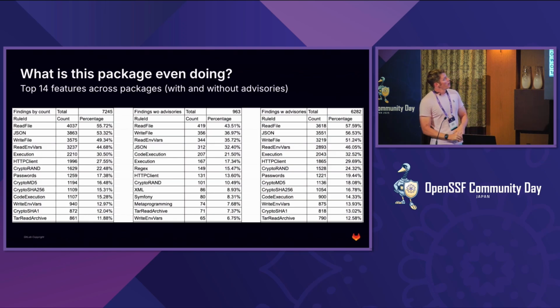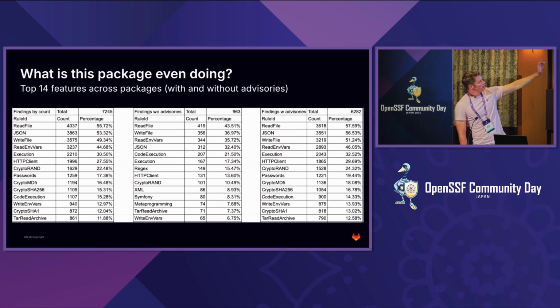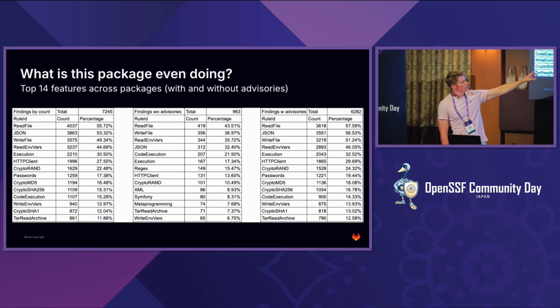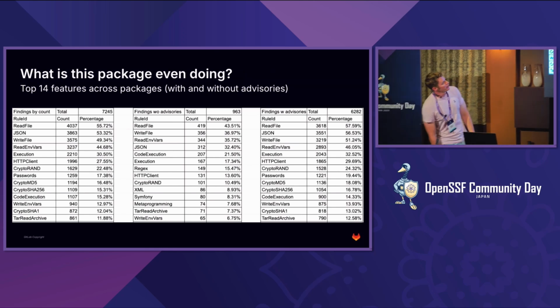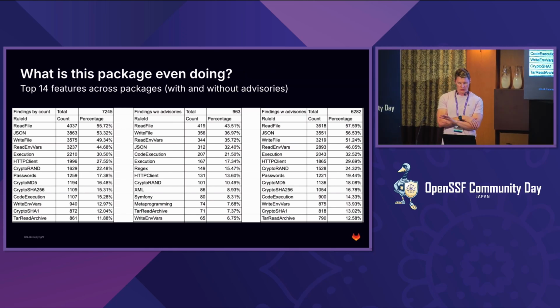So here's the top 14. On the left side here, we have all total packages. In the middle, we have findings without advisories. And then on the right side, we have, or I guess, yeah, your right side, findings with advisories. So I noticed there's a spread of about 10 to 12% difference between with advisories and without advisories. This might just be the low package count. I'm hoping to do a bigger set of data analysis later on once I get more non-advisory-based packages.